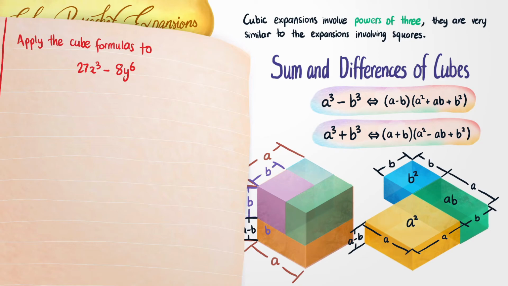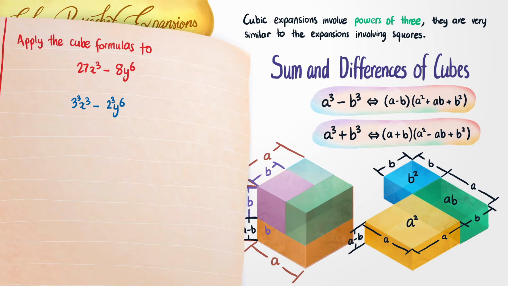So I'm just asking to apply the cubic formulas to this expression over here. Now, since we have a negative sign, we're going to use the difference of 2 cubes and not the sum. Whenever I'm trying to do this, I try to express both of these terms in terms of a cubic, so I'm going to have a bracket on the outside. Notice that 27 is the exact same thing as 3 to the power of 3, and 8 is the exact same thing as 2 to the power of 3, so we can rewrite them.